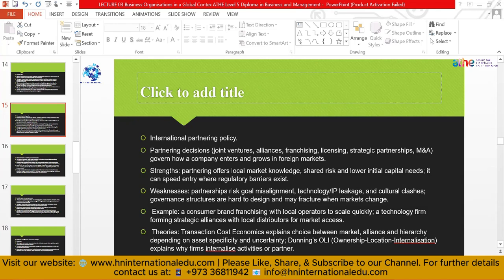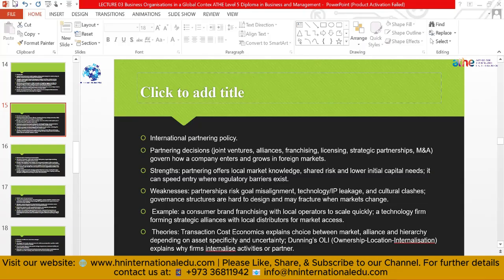For example, a consumer brand franchising with local operators to scale quickly, a tech firm forming strategic alliances with local distributors for market access. The KFC chicken, you could think it's coming from the hub country. No, it's locally produced in your own country, wherever the branches are. Only the profit is being extracted.